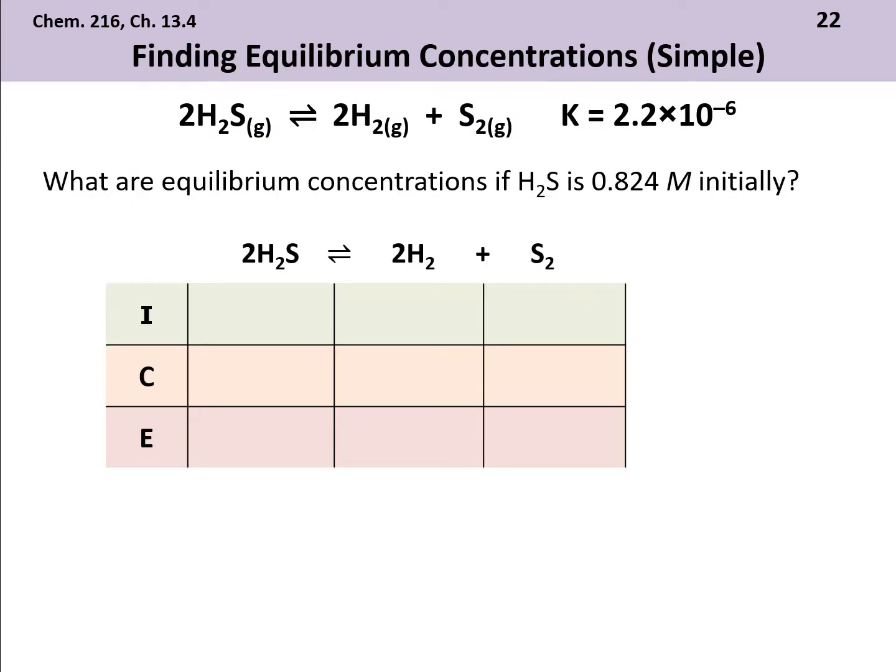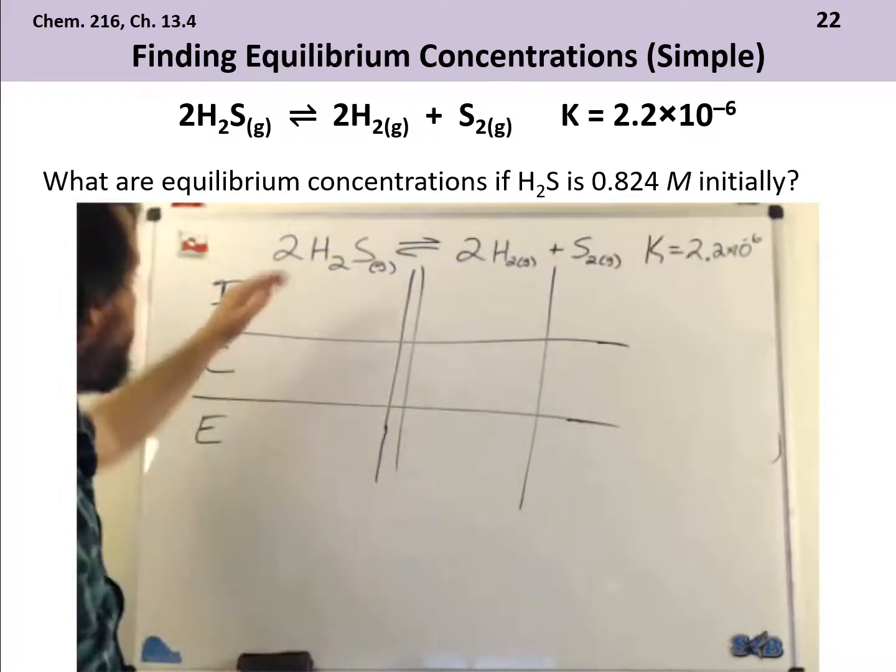We have H2S gas going to form 2H2 gas plus S2 gas. And we have a K of 2.2 times 10 to the minus 6. What are the equilibrium concentrations if H2S is 0.824 molar initially? All right, so we're going to use this ICE chart. I'm going to put my reaction on top, then ICE. But let's do it on the board. Okay, so we're going to do this problem.